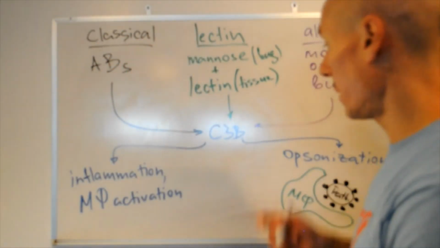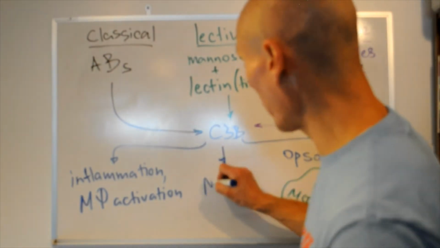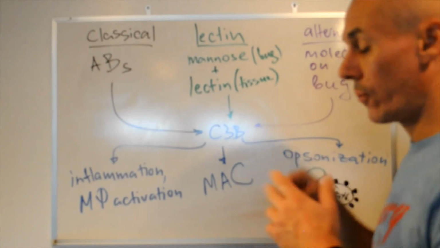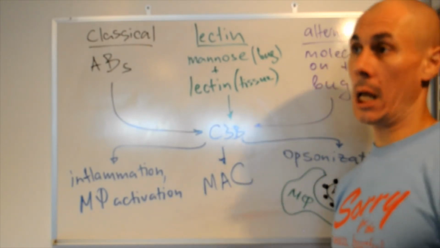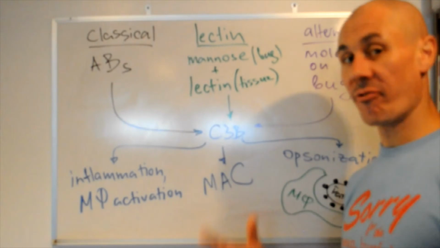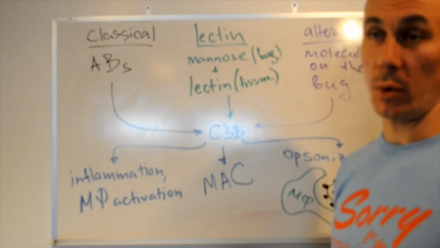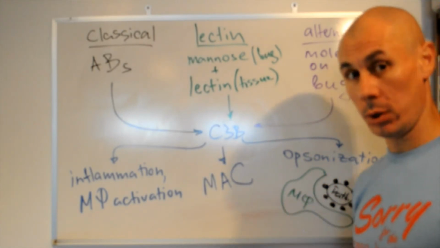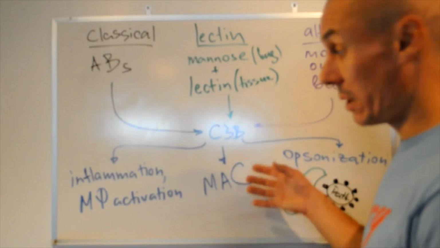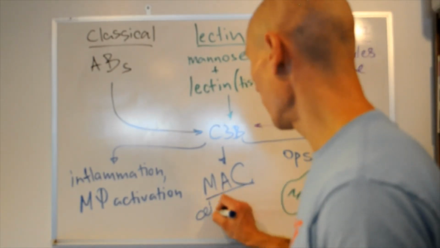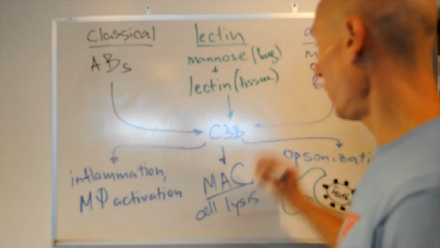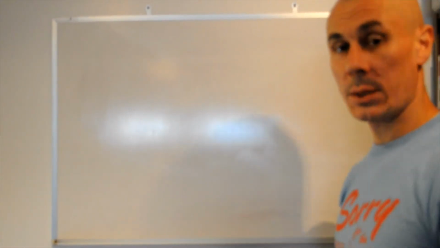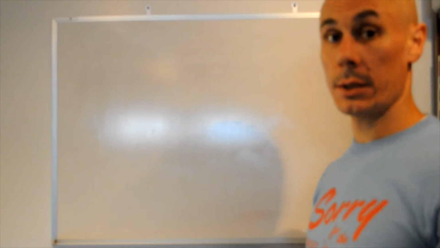And the last outcome is the so-called membrane attack complex. It's the formation of a pore in the envelope of a pathogen, in the plasma membrane of a bacterial cell. That pore, basically a hole in the cell, will lead to cell lysis. So if you know this, you should be absolutely fine. The last bit about innate immunity is interferons.